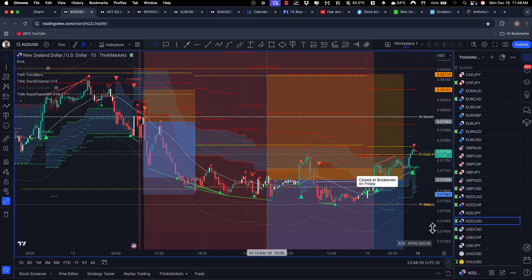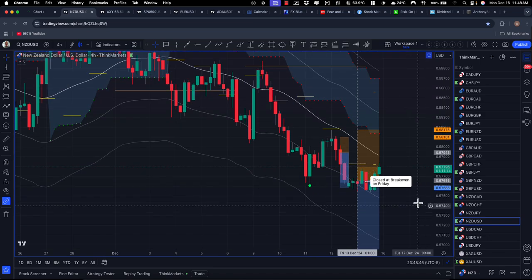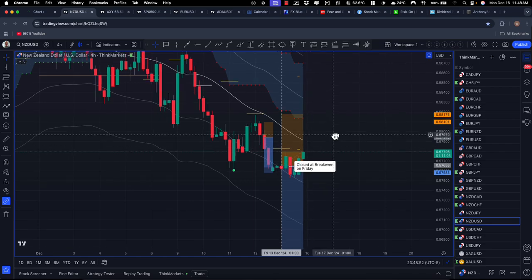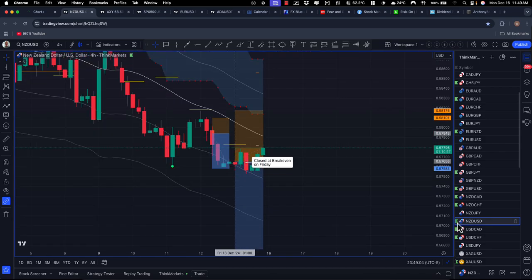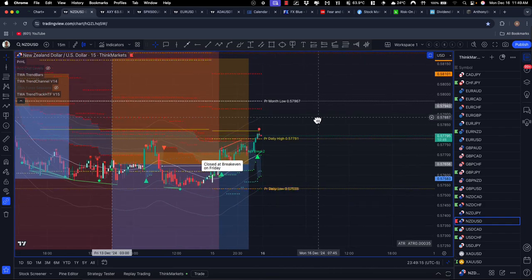Have a look at it on the 4H. So this was closed at break even on Friday as it pulled back. This could be an opportunity. What is it? The New Zealand dollar. That could be a short opportunity. I'll have a look at that. I'm going to shift this over to red alert and we'll take a close look at it. Yeah, if this turns around and we get a red signal, we could look at that.